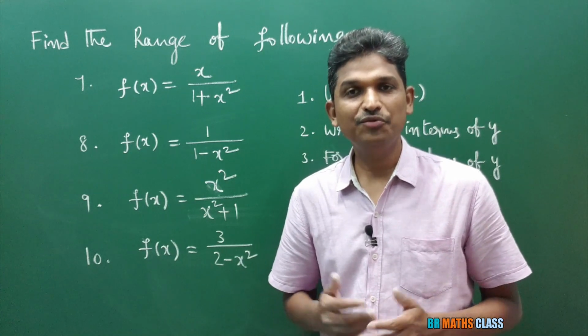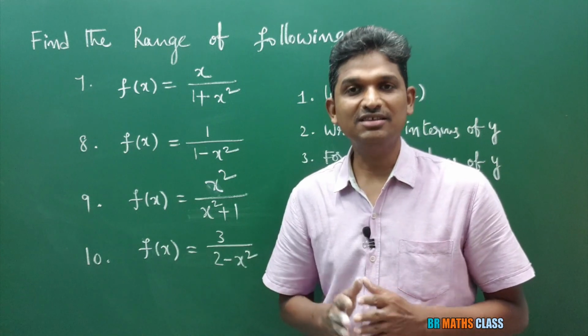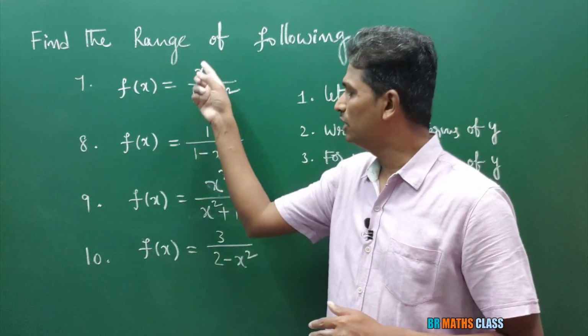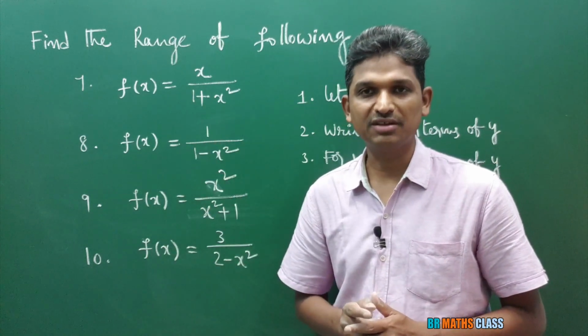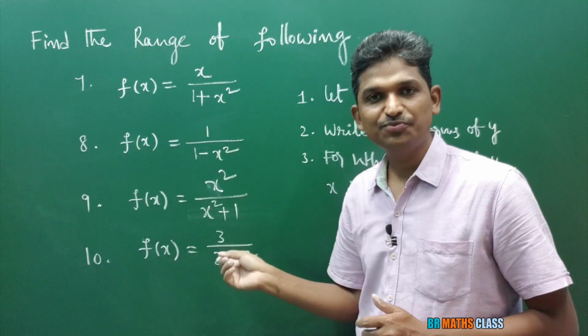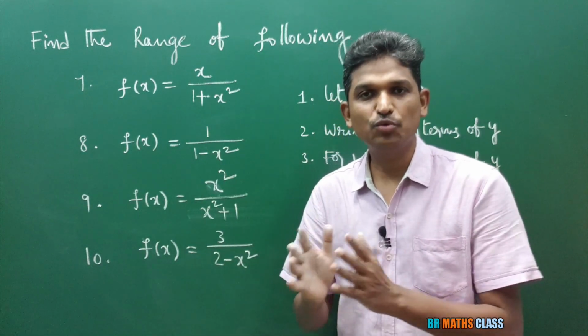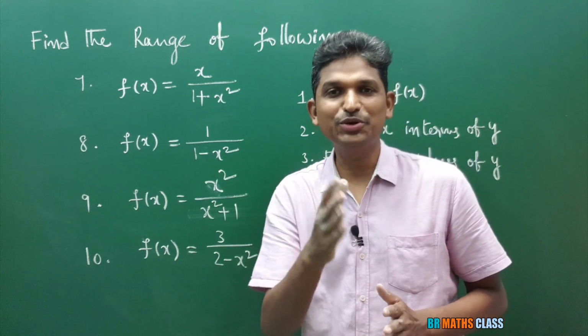In last class, we did 6 problems on range of a function. In this class, I am going to do another 4 problems. You can observe all these are rational functions. They are all of the form f of x by g of x. And you can observe that in each function x square term is there. So this type of problems comes under one type. Whatever the problems we are doing today, they are little tougher compared to earlier class.